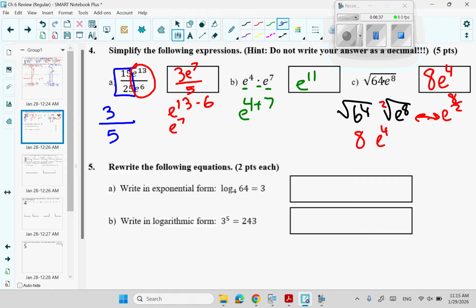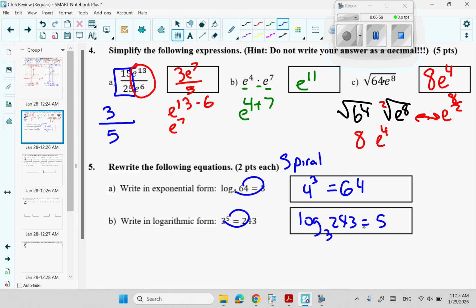Okay. Number 5 is all about, do you remember about spiraling? So I can spiral this. So I'm going to get 4 to the power of 3 equals 64. And here I can spiral, so I'm going to get log base 3 of 243 equals 5.